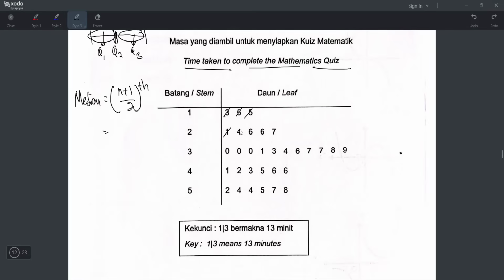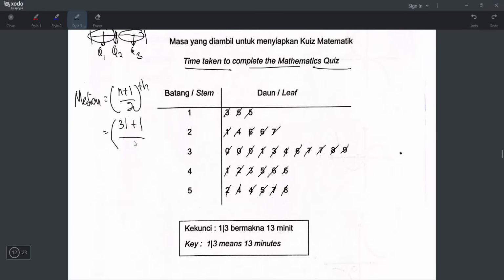1, 2, 3, 4, 5, 6, 7, 8, 9, 10, 11, 12, 13, 14, 15, 16, 17, 18, 19, 20, 21, 22, 23, 24, 25, 26, 27, 28, 29, 30, 31. So you have 31 data, okay? Basically 31 students with different time taken.